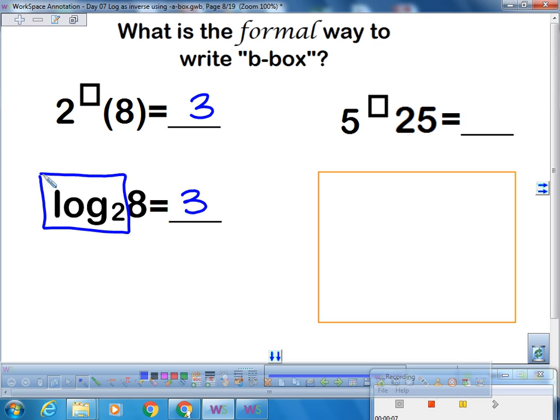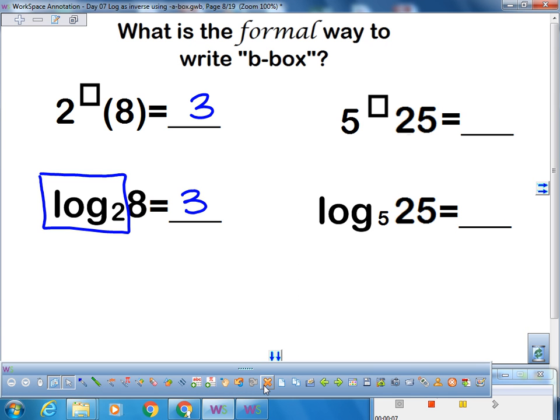You guys were evaluating this, right? You guys were telling me what exponent is going to make 8. This is doing the same thing. What exponent is going to make 8? Same thing over here. 5 to the what makes 25? 5 squared makes 25.